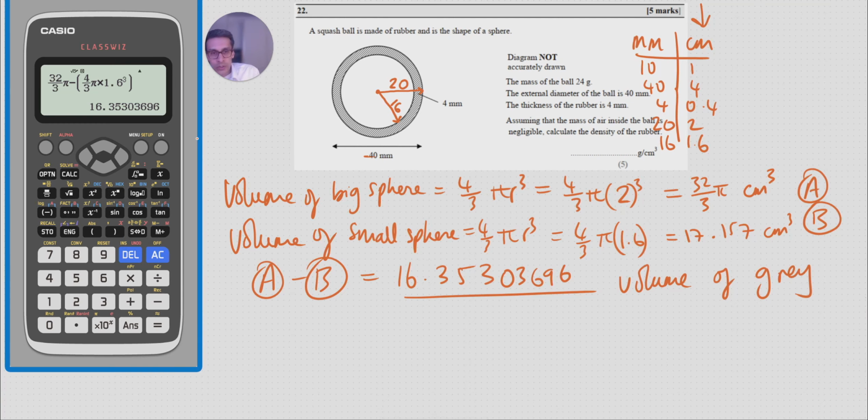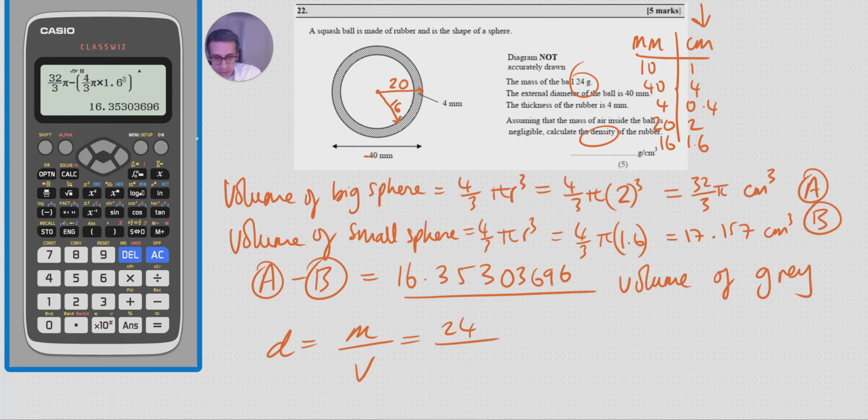Now, in order to work out the density, we're going to do density equals mass over volume. The mass is given to us in the question, 24, over the volume, which is the 16.35 dot dot dot because we're not rounding it. On a calculator, we're just going to do 24 divided by answer, which is the previous answer. So I'm going to get 1.4676.